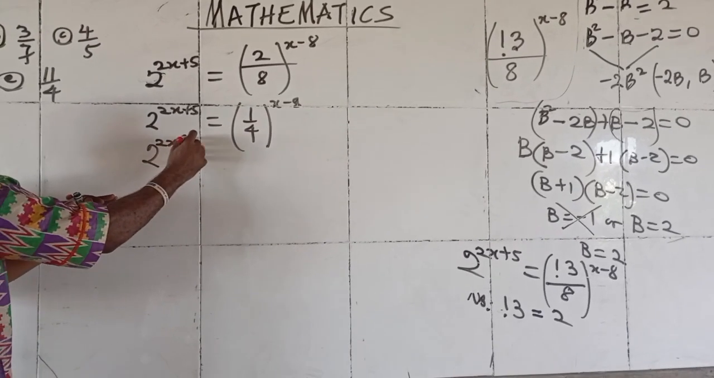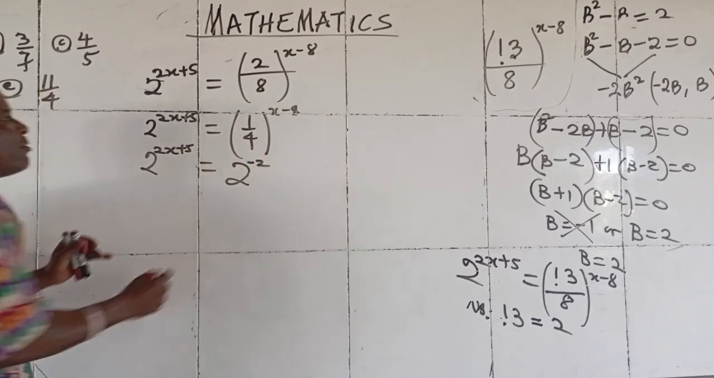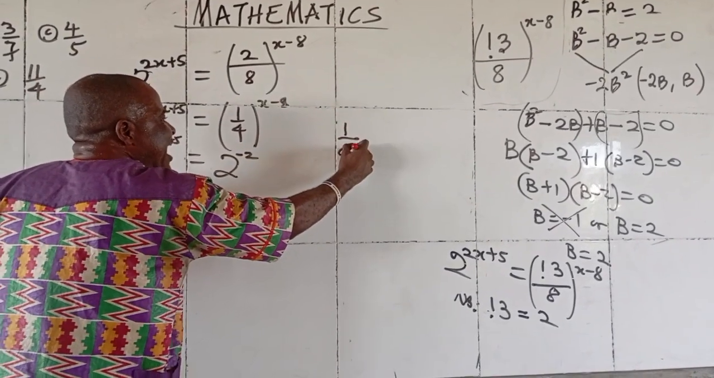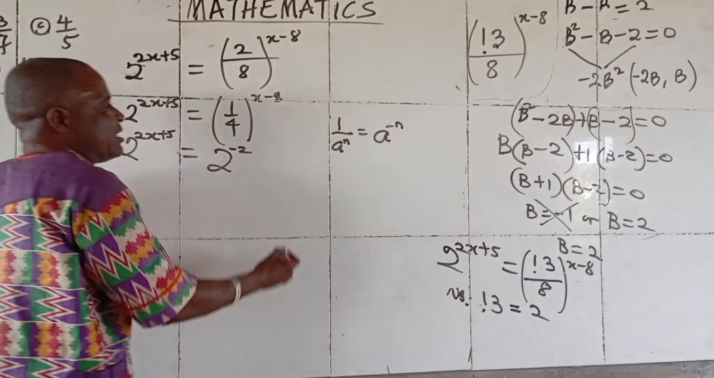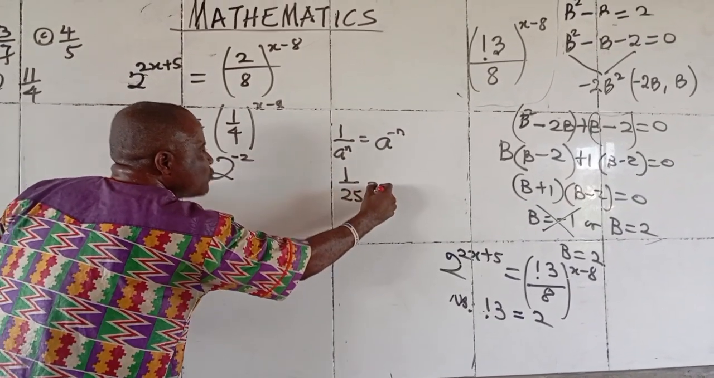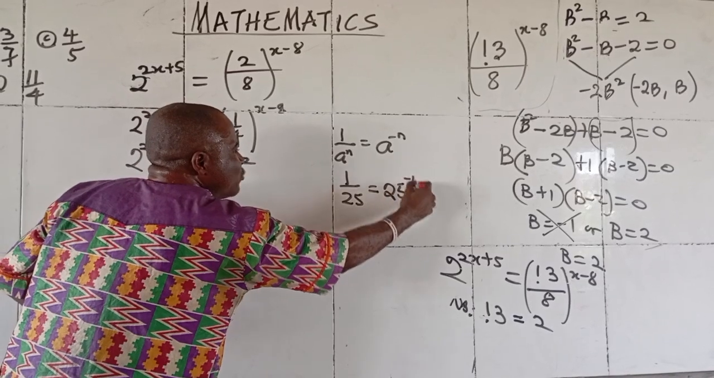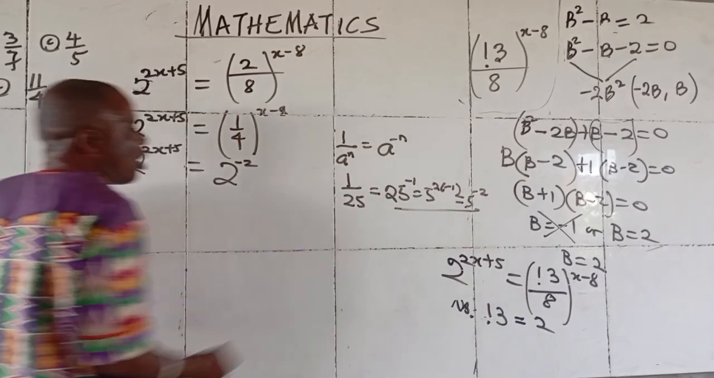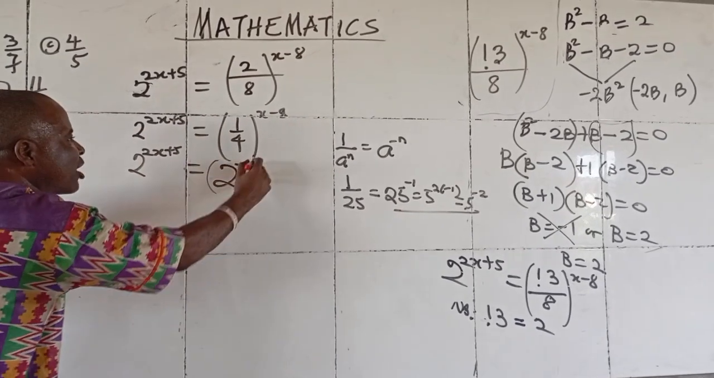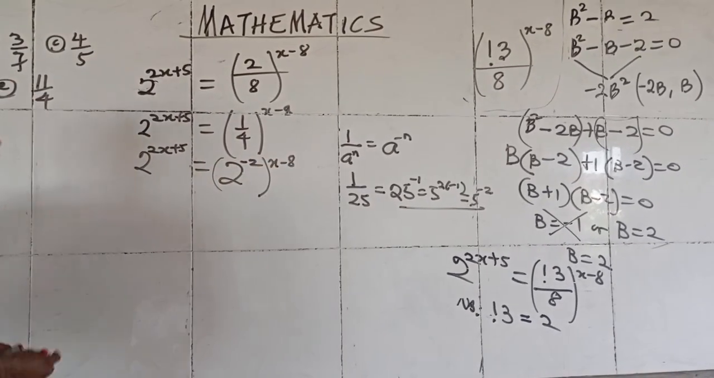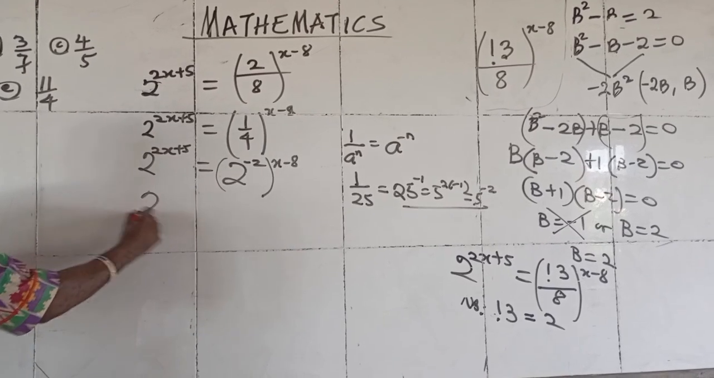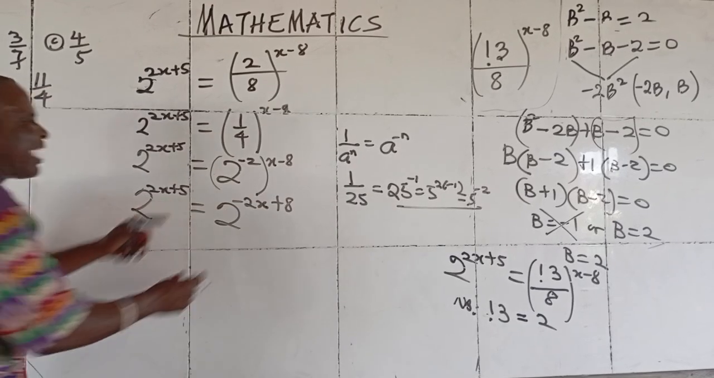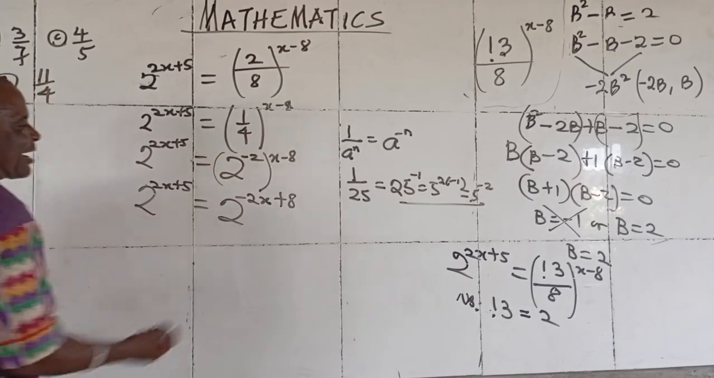1 over 4 is equal to 2 raised to minus 2, from the law of indices. When we have 1 over a raised to n, the answer is a raised to minus n. When I have 1 over 2 raised to 5, the answer is 2 raised to minus 5. That's what I've done here. I'll now put all of them in a bracket, x minus 8. From there, I open the bracket. 2 raised to 2x plus 5 is equal to 2 raised to minus 2x plus 8. What I'm doing here, I use the power to open the bracket.